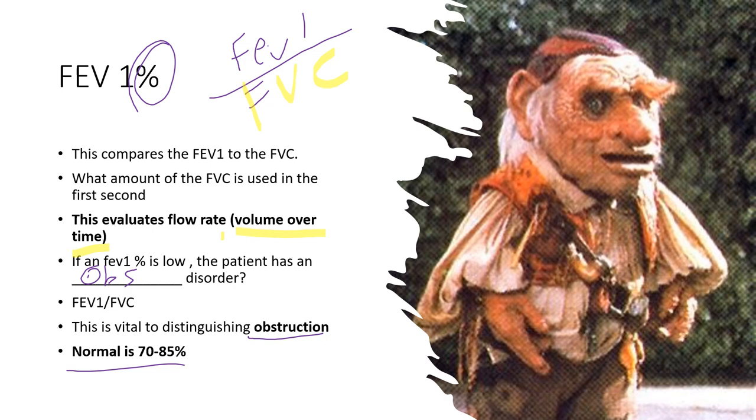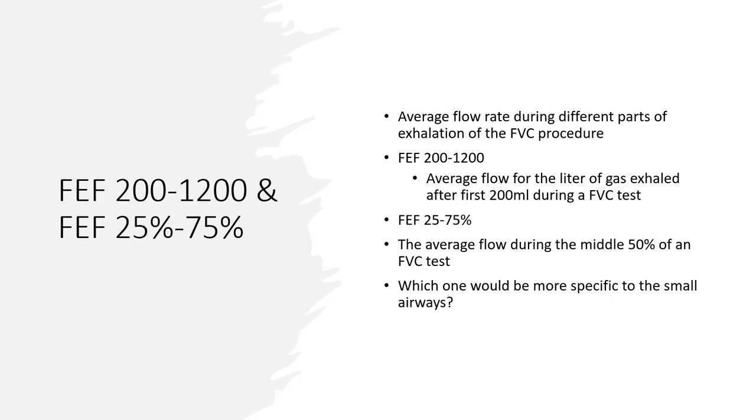that first second. So 200 to 1200 in more detail, it's the average flow rate during different parts of the exhalation maneuver. 200 to 1200 is going to be the early parts. 25 to 75 is going to be that middle part of the test. So looking at that first part is going to tell us about the first part of your airways, your large airways. So the way I remembered it as a student, large number, large airways, right?